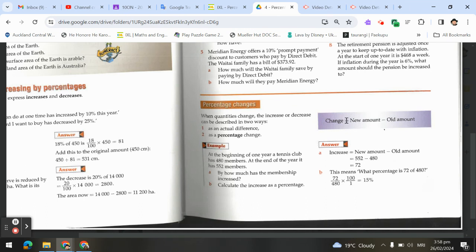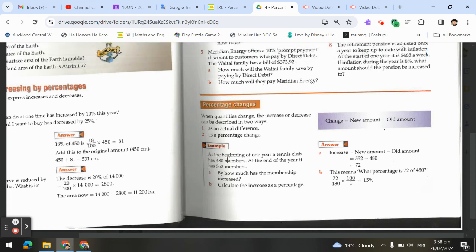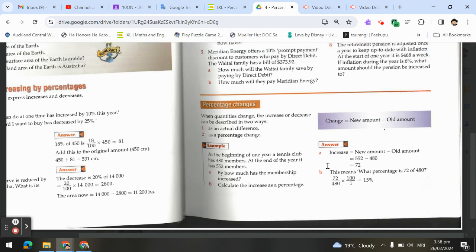Well, you want to take the new amount minus the old amount. The new amount is 552. The old amount was 480. That is a change of 72, a positive increase. And the last part, to calculate the increase as a percentage, you want to take that change and divide by the original amount. That'll give it to you as a decimal, and times it by 100 to make a percent.